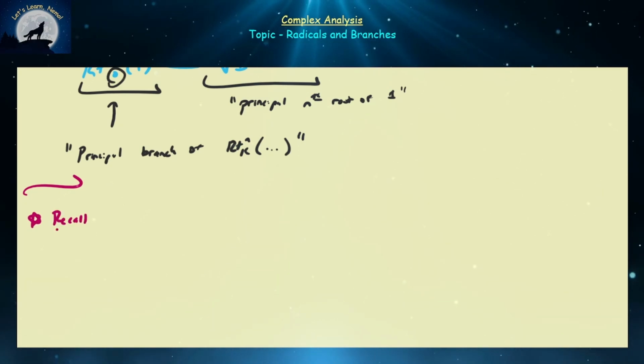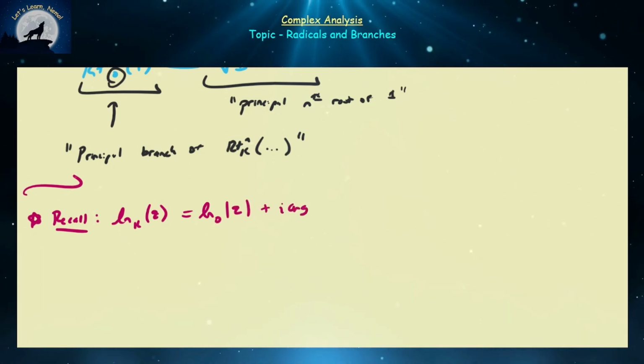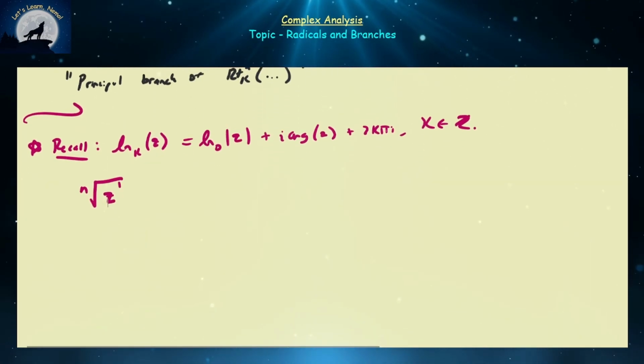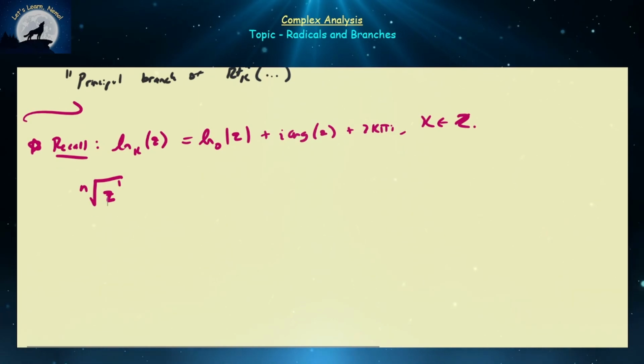So let's just recall a couple things from natural logarithms in the complex plane. In particular, the kth branch of the natural log function is equal to the principal branch of the natural log of the magnitude plus i arg z plus 2k pi i. And again, k belongs to the set of integers in this expression. So what we want to do is define the principal nth root of z, not necessarily 1.